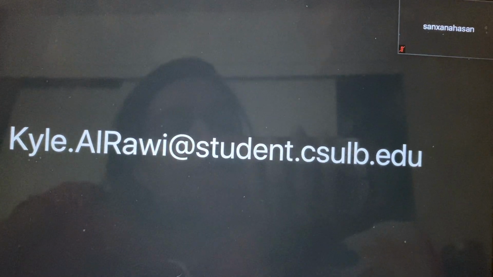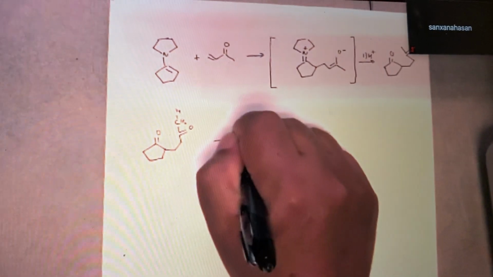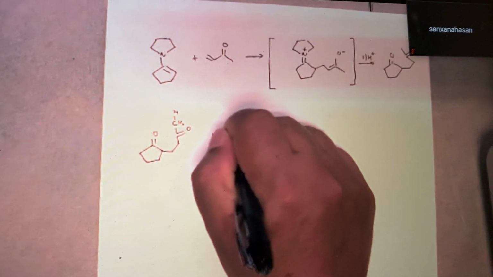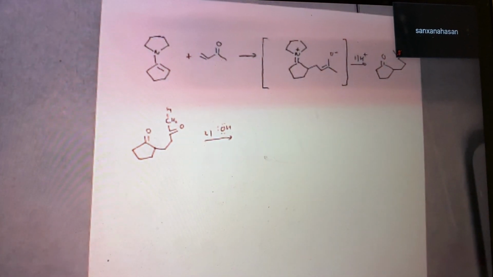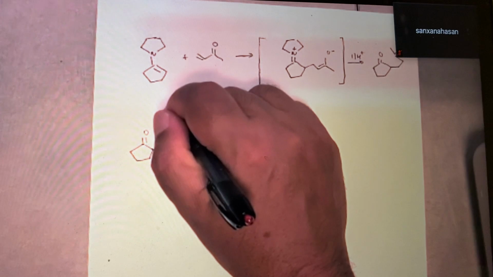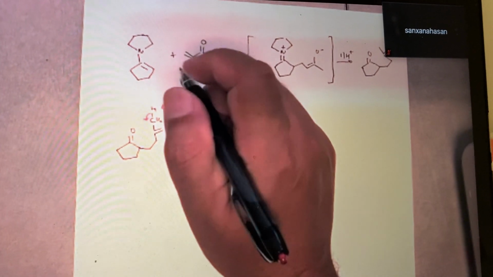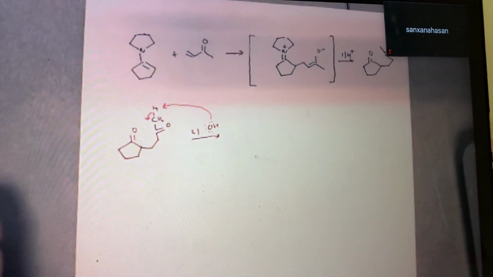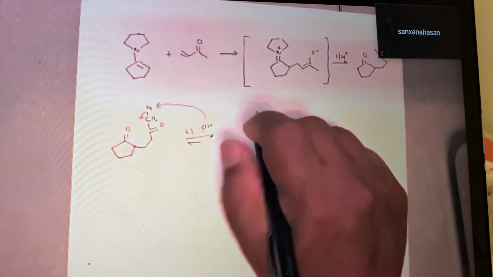I'm not going to show the product, but all of you should recognize that in the first step here, that second step with KOH or hydroxide will involve basically taking this proton here and generating the enolate. Okay, and again, I should show this reversible because we're on weak base.